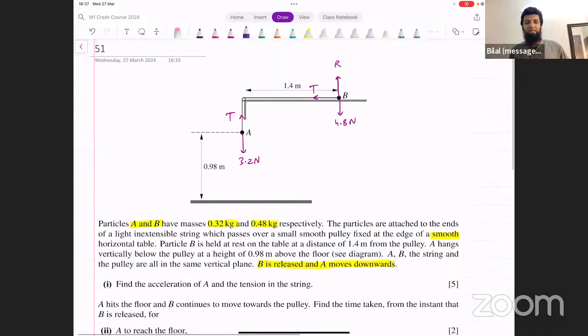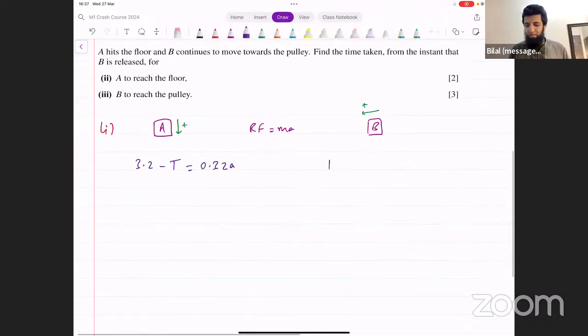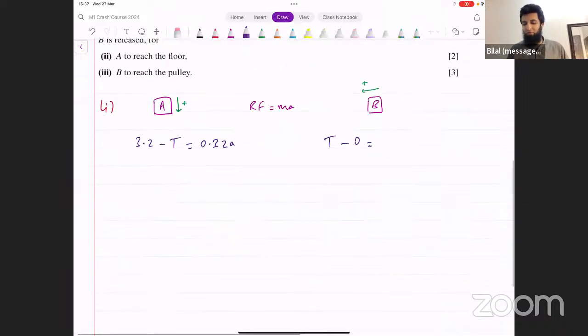Do the same thing for B. B is moving towards the left side. Now, since it's moving towards the left side, and we're saying the left side is positive, what's the forward force? The forward force is T. What about the backward force? There's no force opposing the motion of this object. So we say the backward force is just 0. So we can say T minus 0 is equal to mass of B, which is 0.48, times acceleration.